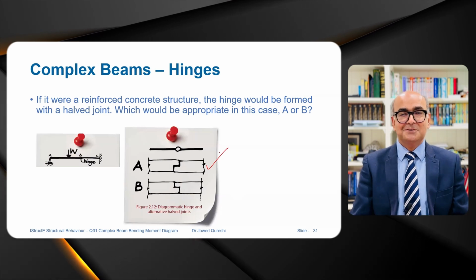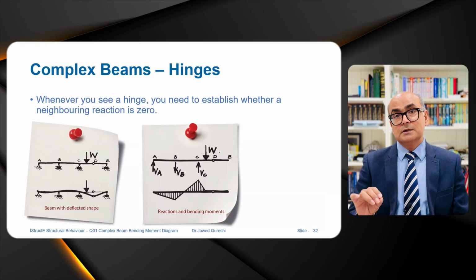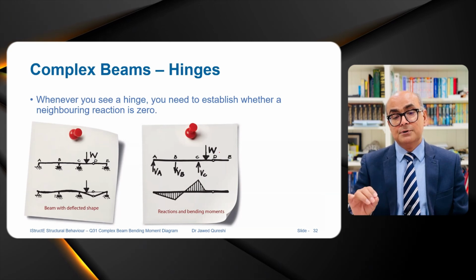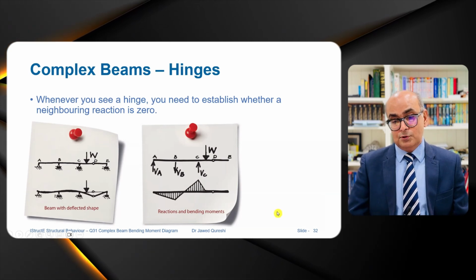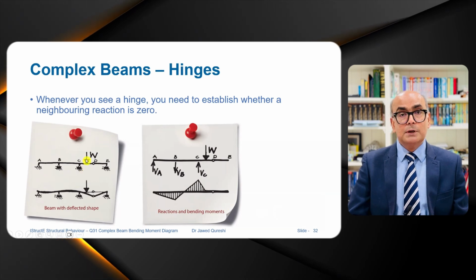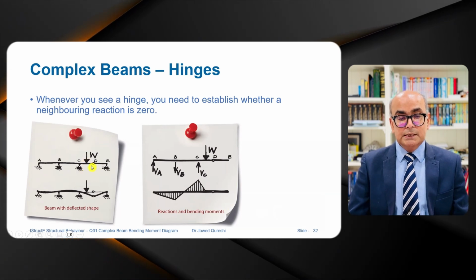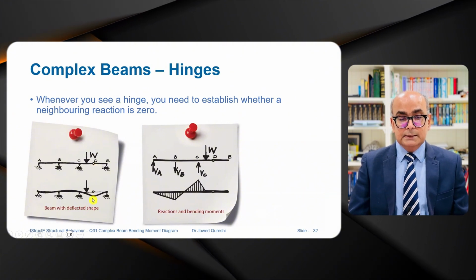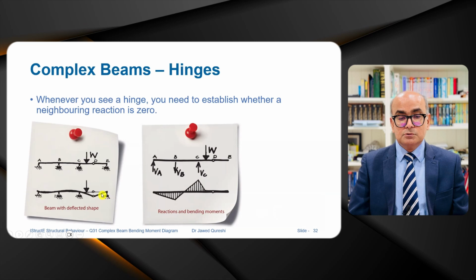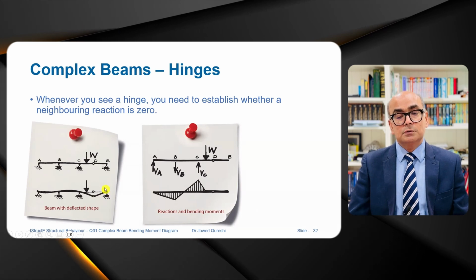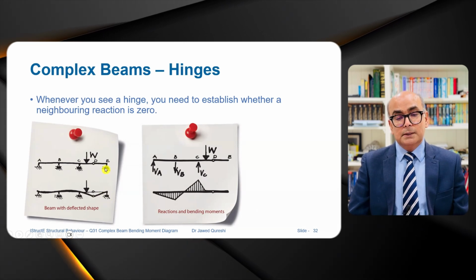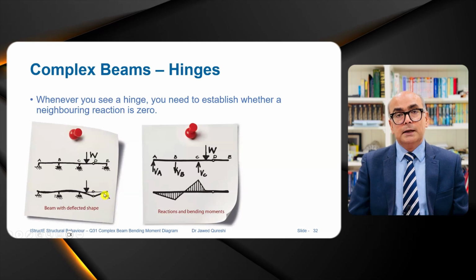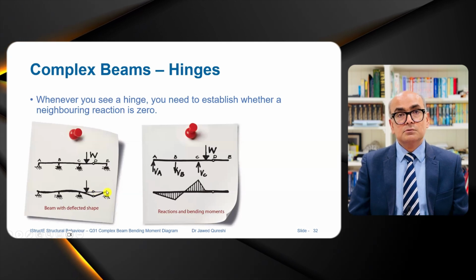Okay, let's move on. Whenever you see a hinge, you have to establish if the neighboring reaction is 0 or not. Here in this case, when we are applying loading, the hinge is rotating this part, point E, and there should be something to take into account over here to make it work. But because when we are applying loading, this is rotating and this is rotating as well.